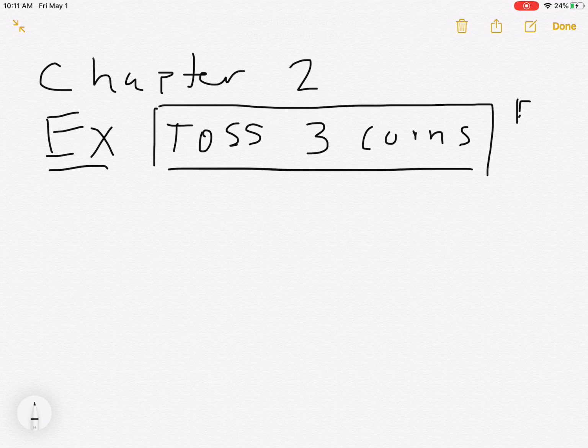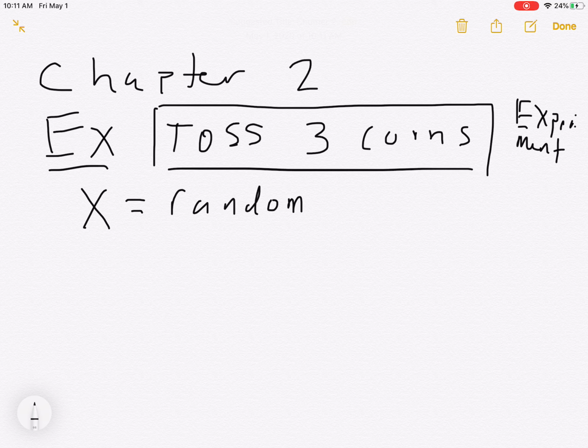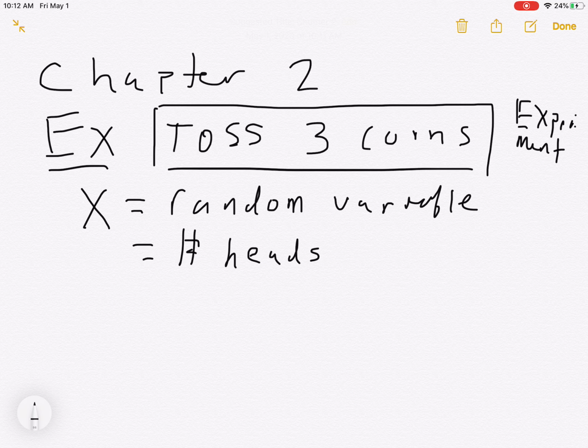That's what your book refers to as an experiment. We don't talk about random variables until later in the book, but I'm going to define your random variable. It's random because we don't know how many of the coins will land heads. So this is going to be the number of heads out of 3 coins.